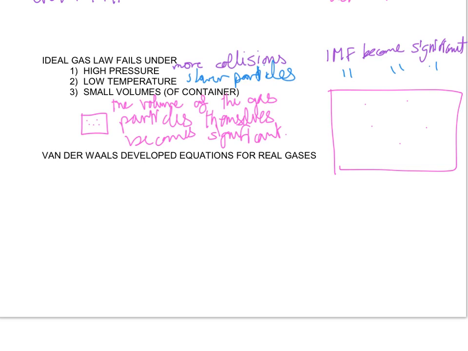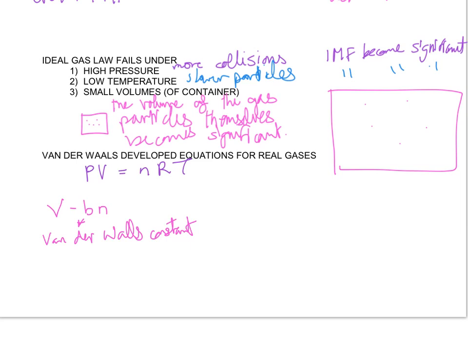So how do we fix it? Instead of just using PV equals nRT, what we'll do is we will fix the volume. So we'll take into account the volume of the gas particles themselves. So to do that, instead of V, we are going to use V minus B times N. So V is our regular volume of the container. B is called a van der Waals constant. And it's different for each gas.